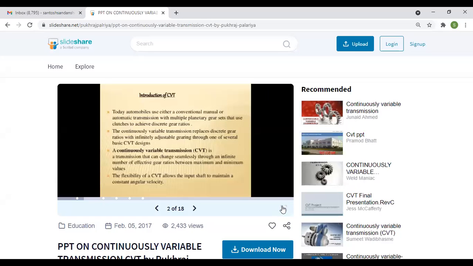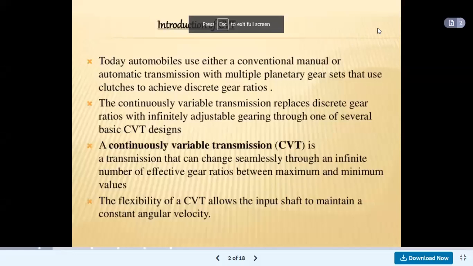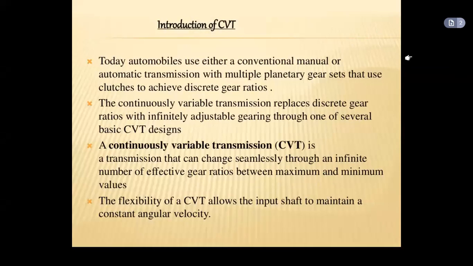Hello students. So today I will see the new topic, that is CVT. For that purpose, I want to share my screen. So first, I want to show you the introduction of CVT.